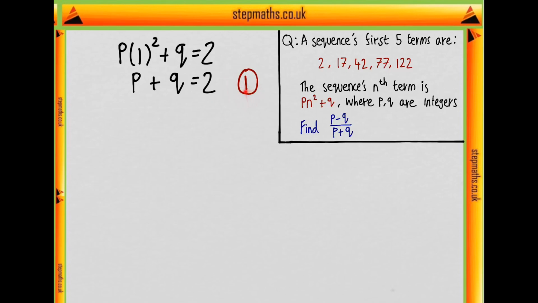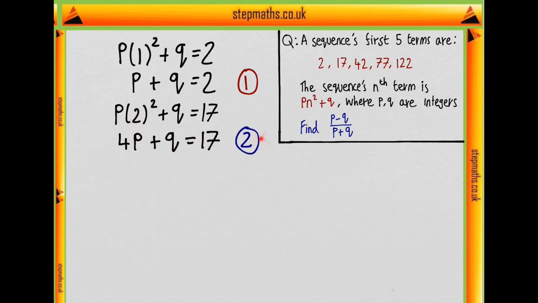Because we're going to do exactly the same for 17. So n equals 2. So P lots of 2 squared plus Q is equal to 17, because it's the second term, which means 4P plus Q equals 17 naturally comes from it, because 2 squared is 4. And you've guessed it, let's call this equation 2. So we want to solve equation 1 and equation 2 for P and Q.